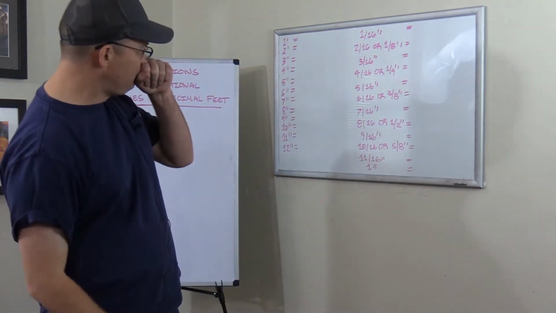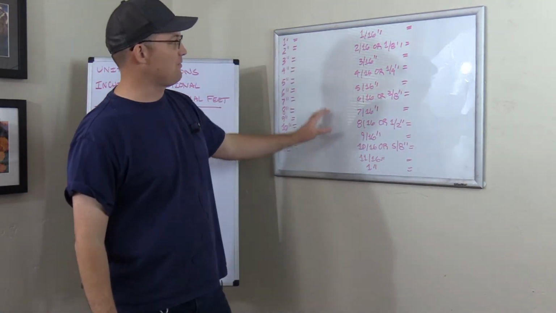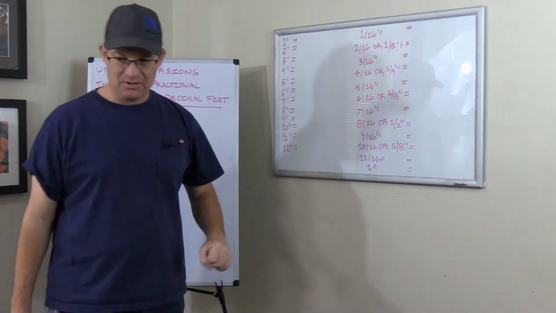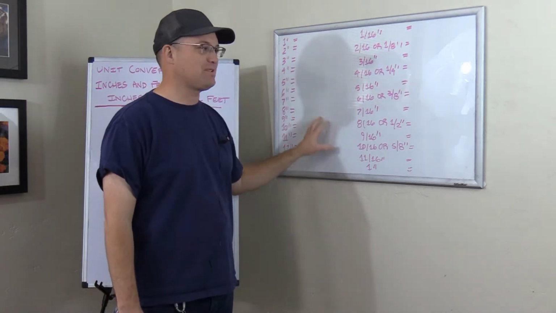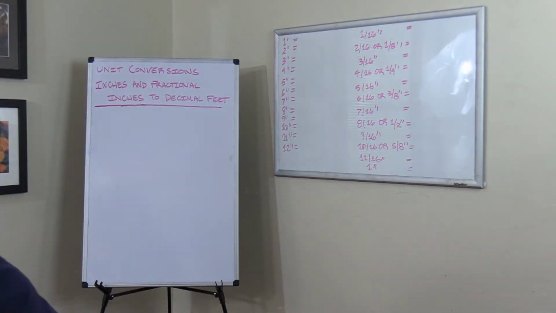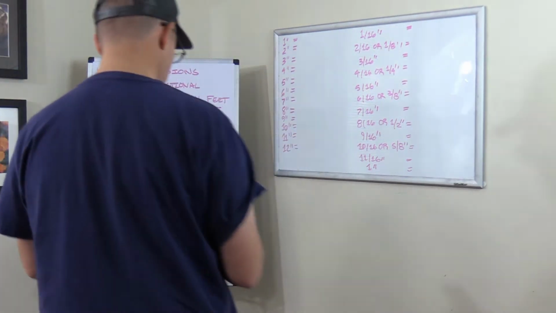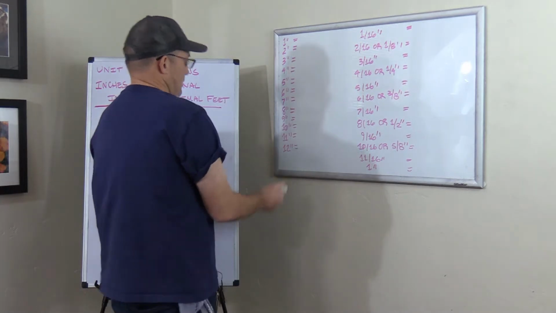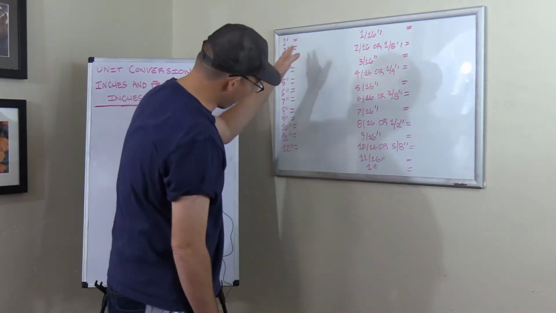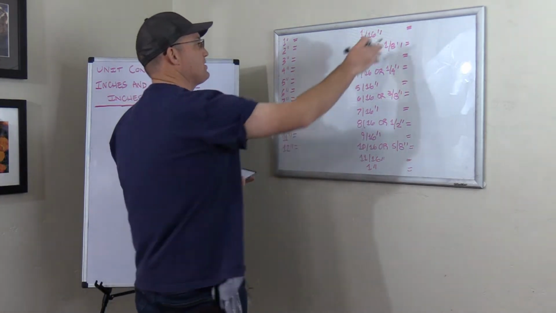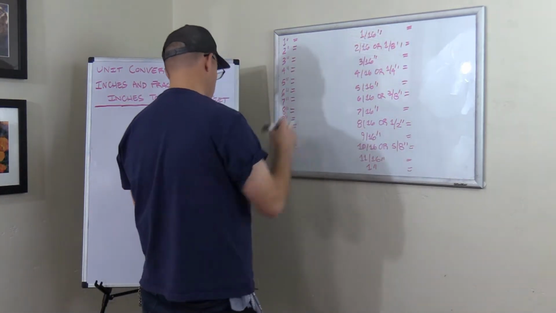Okay, so I'm going to just work with you guys. We're going to fill this table out here. I need to actually whip up this table and make it available online for you guys so you have it. What we want to do is figure out how much each inch portion of a foot is in decimal feet, and then we'll come over and do the same thing for fractions of an inch.